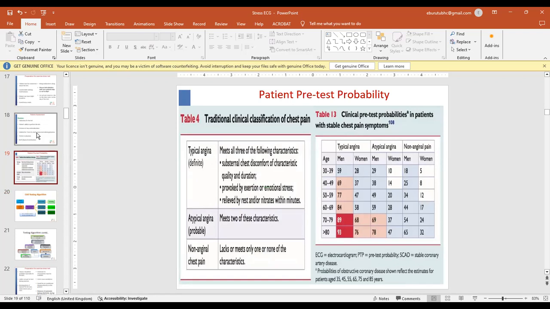Although I sent him to do an echo, am I supposed to send him for the stress ECG since the resting ECG did not show any ischemic changes? I don't know, just asking. I was not here from the beginning of the lecture. I was having network issues. Thank you.